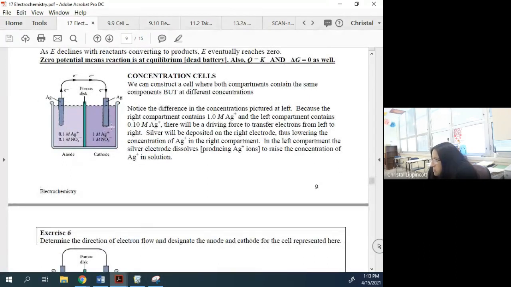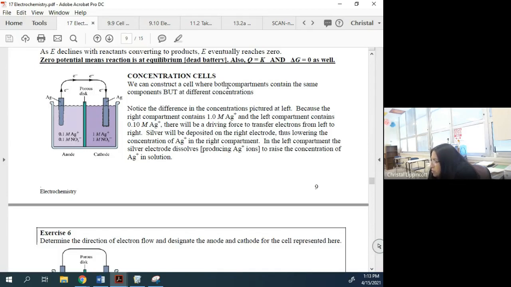All right, so eventually E will decline to where it reaches 0. When E is at 0, you have a dead battery. In this situation, Q is equal to K and delta G is equal to 0. So at delta G equals 0, you got a dead battery. Q equals K in this situation, you got a dead battery.